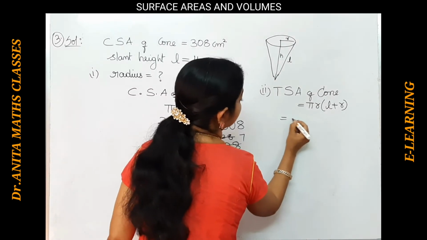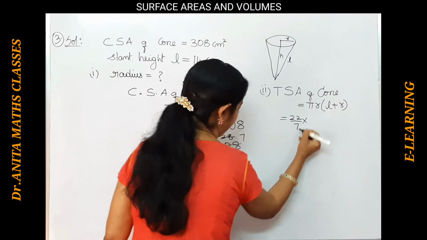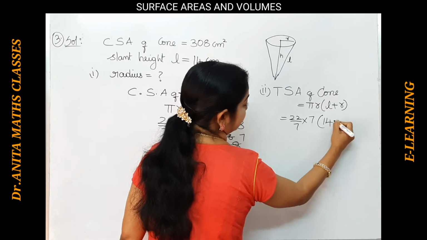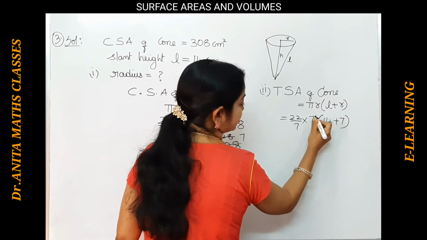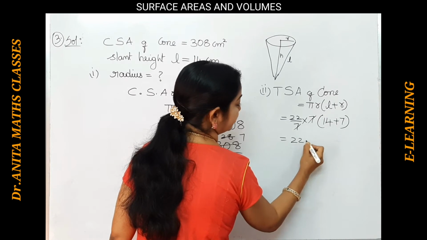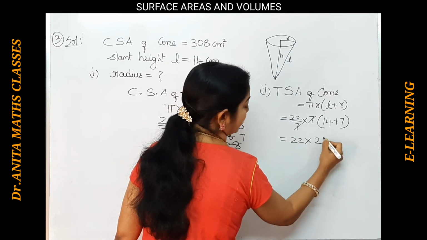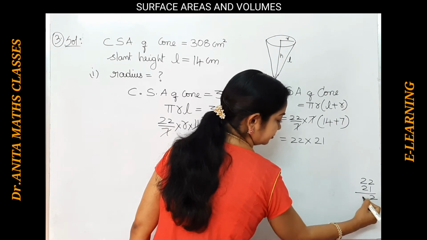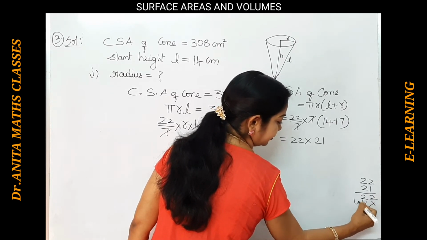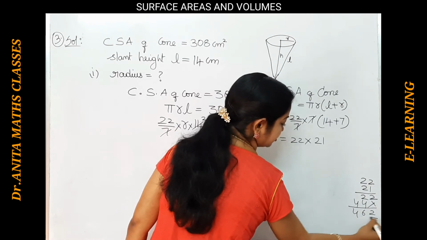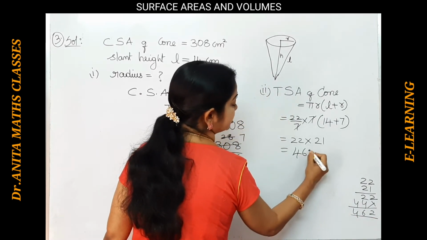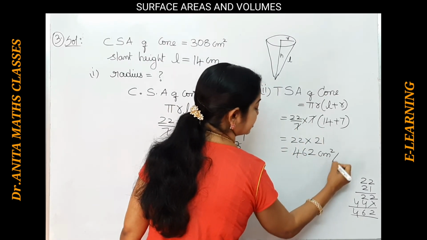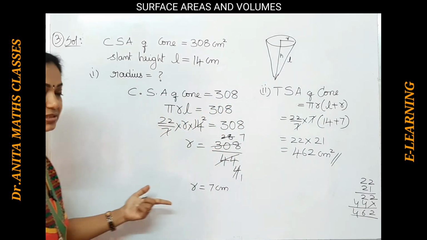So this is 22 by 7 into the r which we found out, 7. L is 14 plus 7. So 7 goes off. This is 22 multiplied by, this is 21. So we will do it here in the rough part. So this is 44. So 462. All are in centimeters, so this is centimeter square. This is the total surface area and this is the radius. Pause it and note it down.